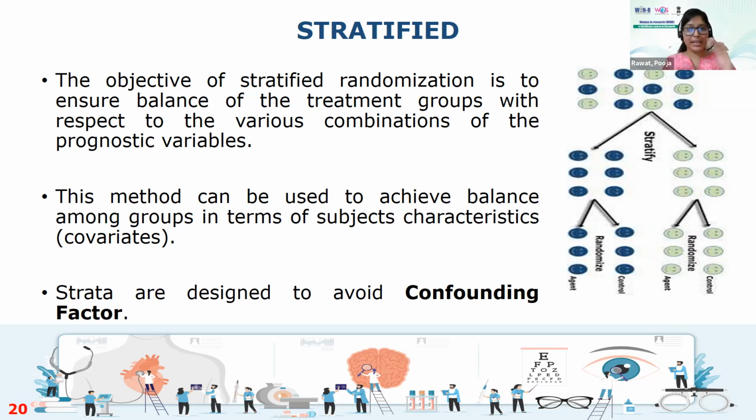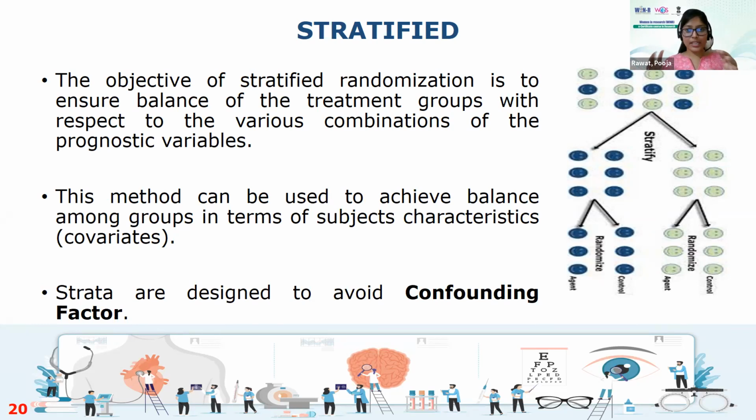First of all, you have randomized the patients into treatment group A and treatment group B. Now you will further randomize those groups into subsets. Like if 50 patients are there, then I further divide them into the light iris group and the dark iris group.